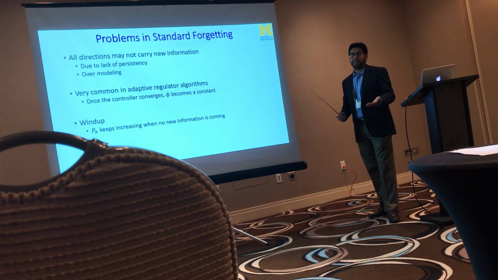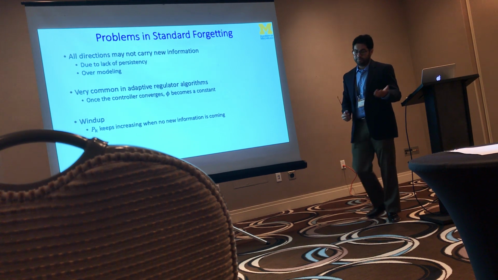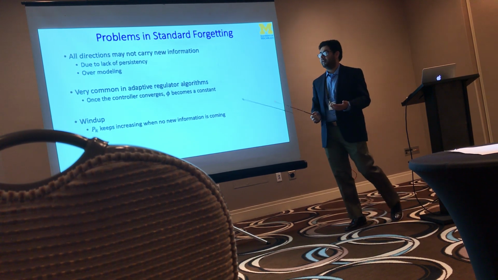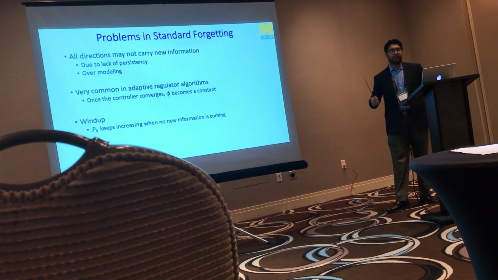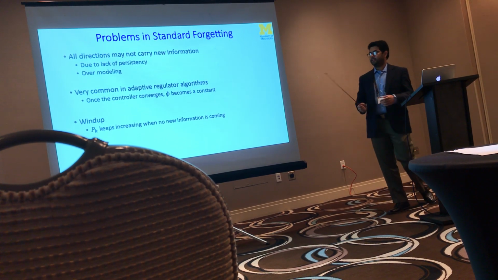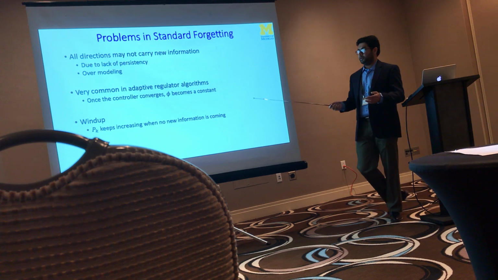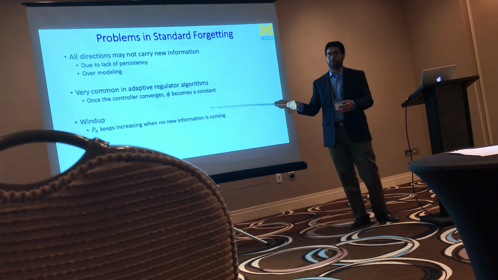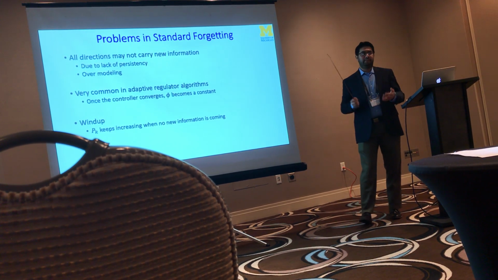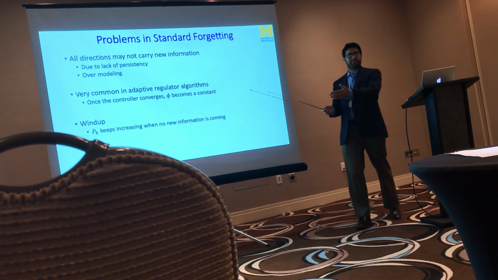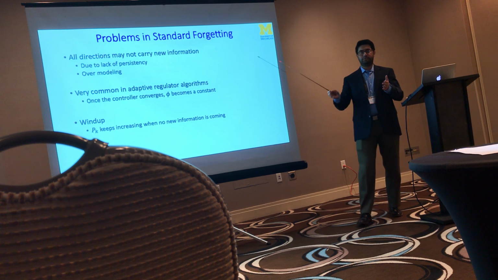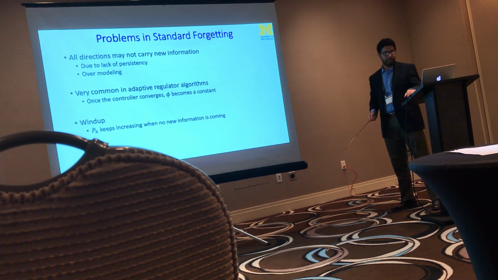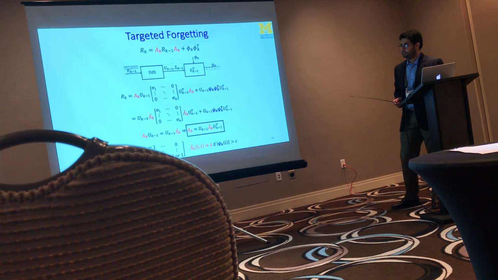All directions may not carry new information, and this usually happens if the data doesn't have enough persistency in it, or you're trying to just overfit a larger model to the given data set. And this is extremely common in adaptive regulator algorithms. We see this all the time because eventually phi is going to converge. When phi is going to converge, it's going to have only constants, and that matrix is going to become rank 1.